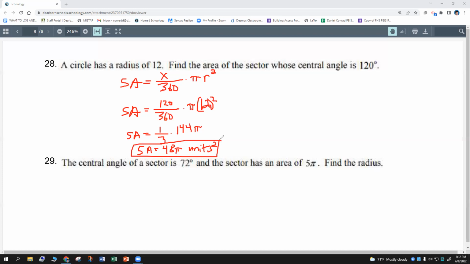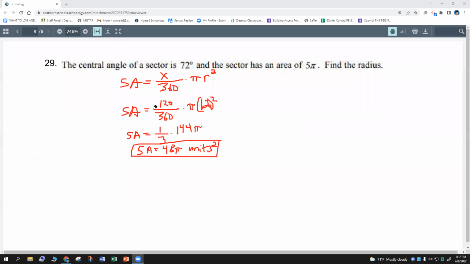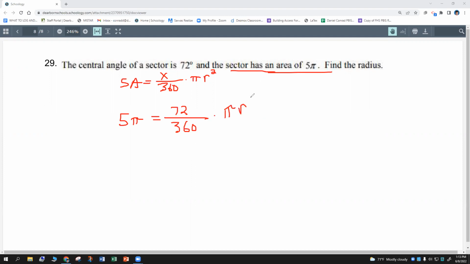Number 29 is the same here, except instead of solving for sector area, we're solving for the radius in that same equation. So let's scroll down and erase this. Okay, so this time we're going to substitute in the sector area of 5 pi and the arc measure of 72 times pi times the radius squared.